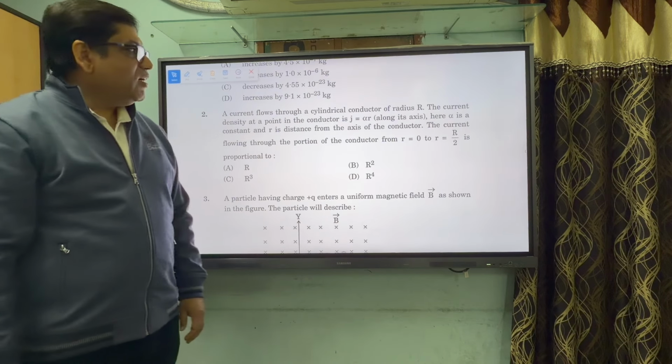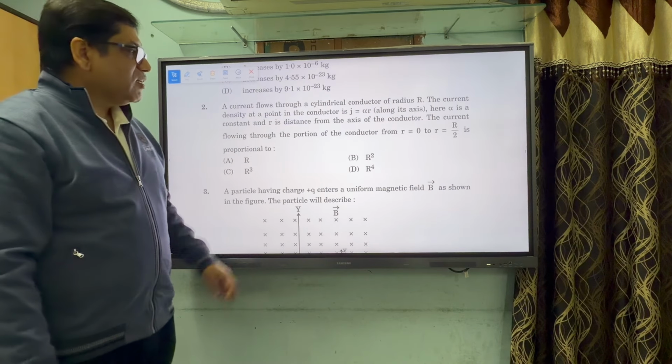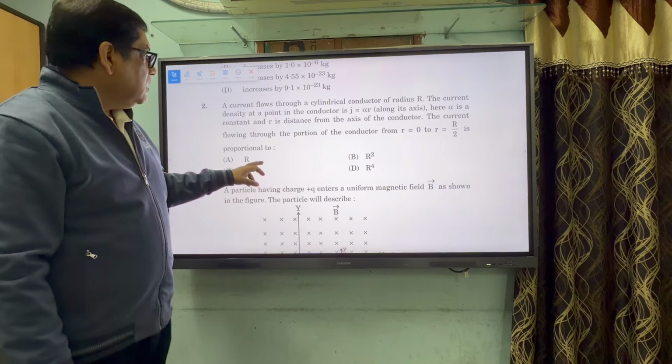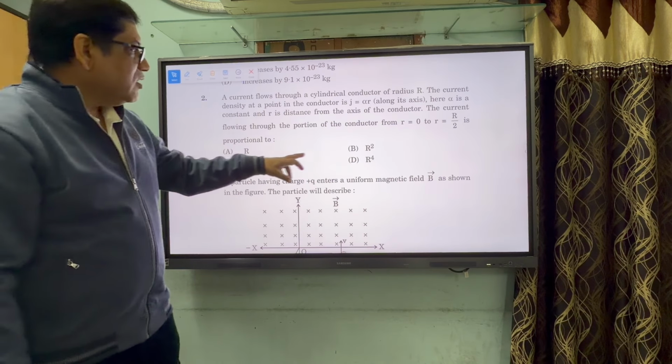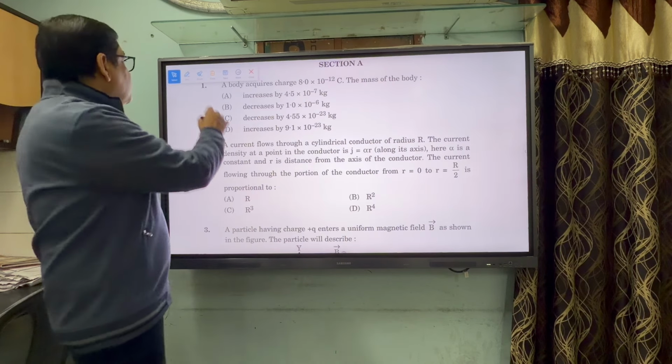Current flows through a cylindrical conductor of radius r. The current density at a point of the conductor is J proportional to r. So we have to find out the current that is flowing through r equal to 0 to r equal to r by 2. So I will explain through the diagram here.